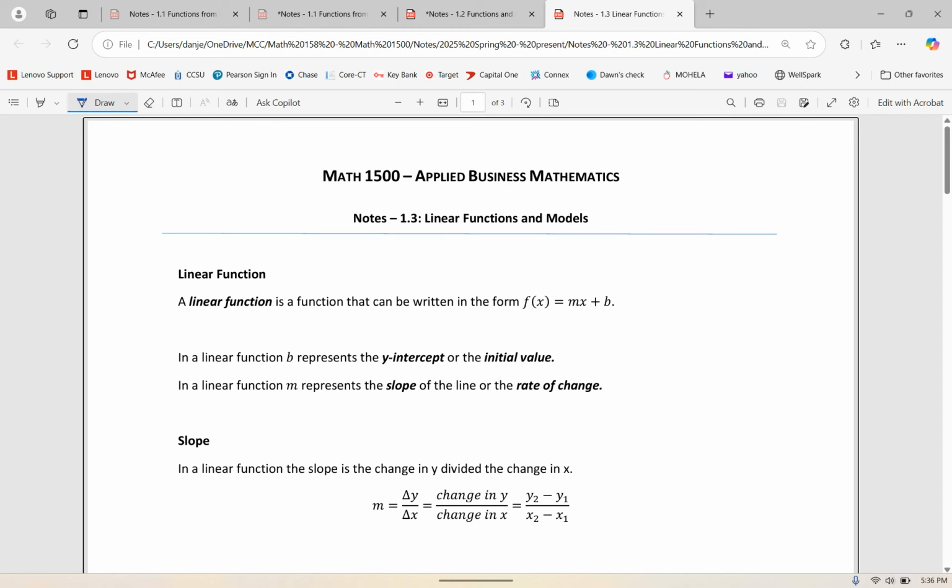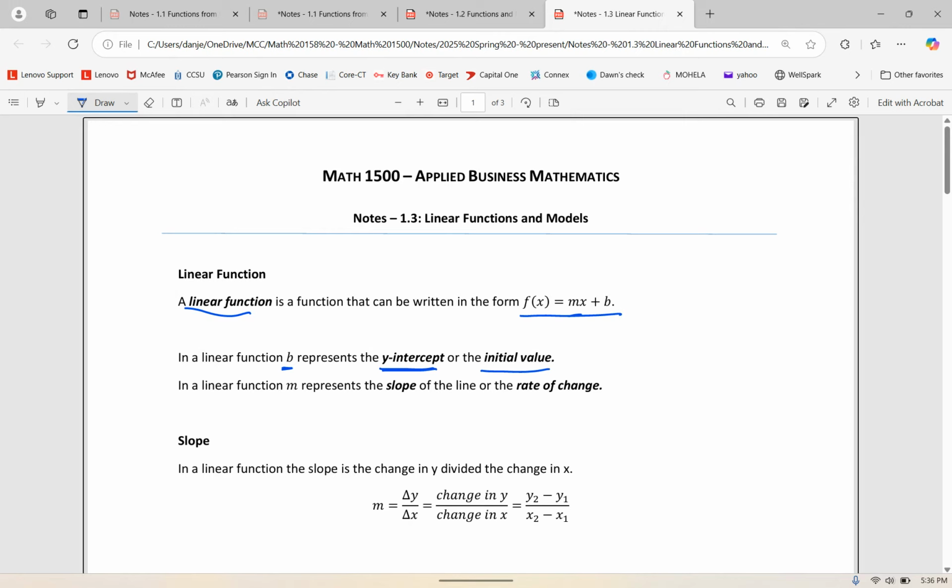So we're going to look at a linear function. I mentioned this in previous videos. What is a linear function? A linear function is a function that can be written in the form f of x equals mx plus b. In a linear function, b represents the y-intercept, or the y value of the intercept. That's sometimes the initial value.